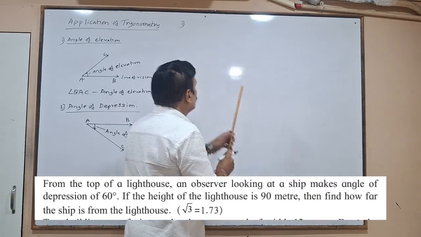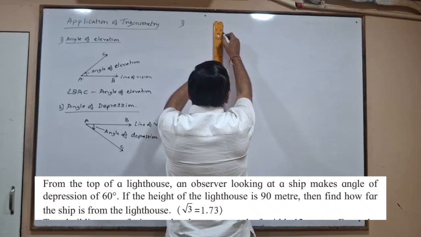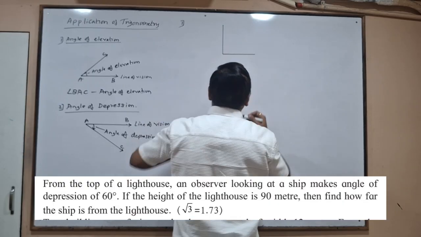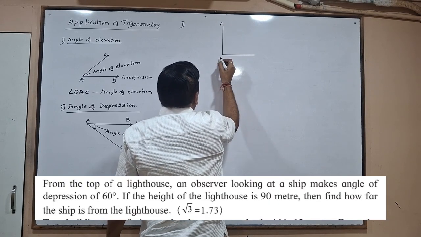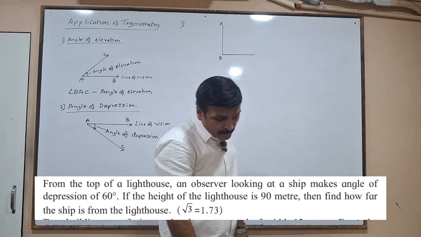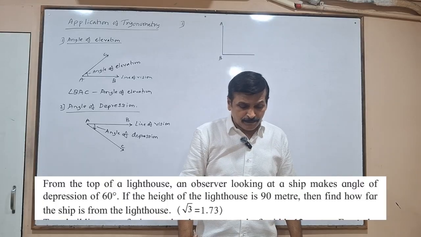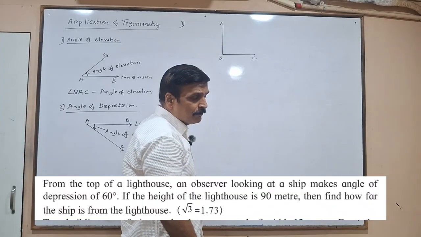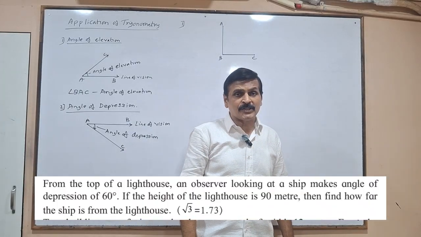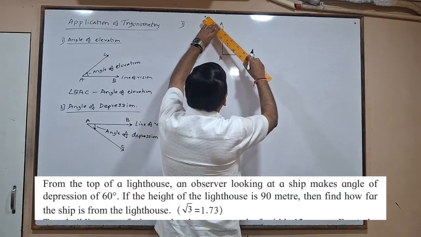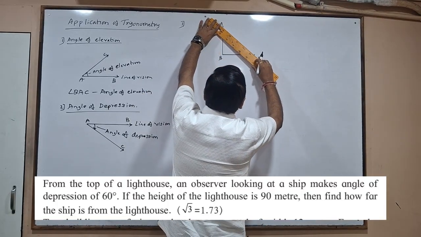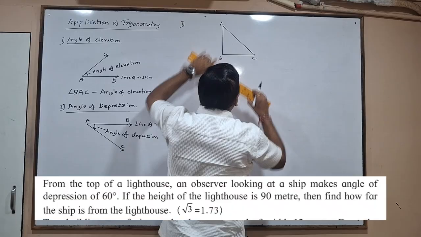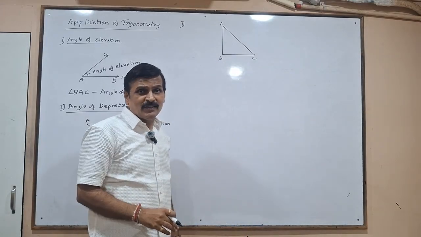So we want the lighthouse. A lighthouse will be represented by a straight line. AB is my lighthouse, they say. An observer looking at a ship, so this can be the position of the ship. Angle of depression is 60 degree. Now obviously from the point A, an observer, we are observing the ship, right? They say angle of depression is 60 degree.